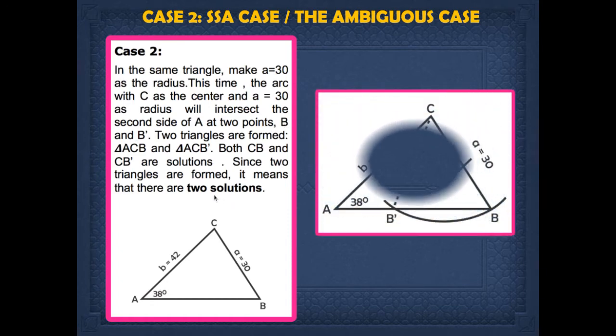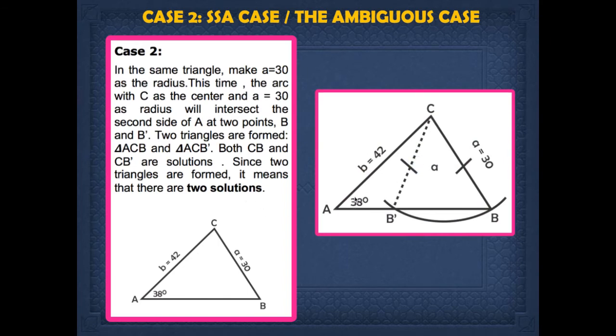So let's look at the figure. Okay, so we have the same triangle ABC. This is C, the center. So we draw a, which is equal to 30. This side here is side a, that's 30. Now, from here to here, this one will also be another a, which is also 30.